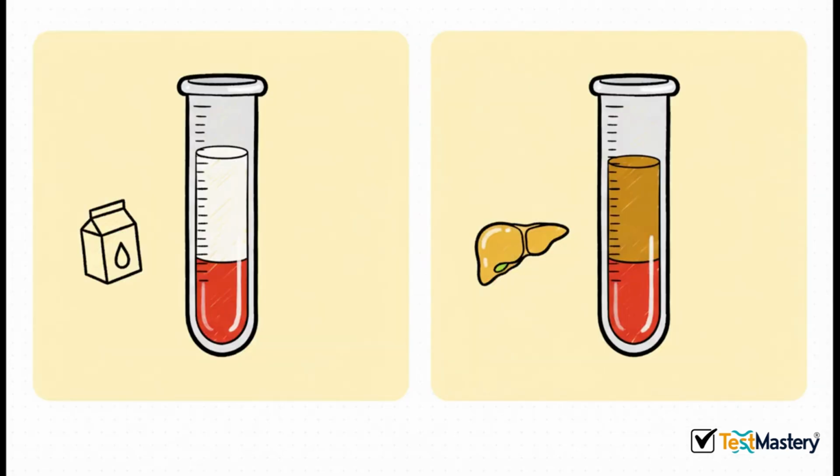Now, besides the chemical stuff, there are interferences you can actually see with your own eyes. After you spin a blood tube down, you have to look at the serum or plasma. If it looks cloudy or milky, that's called lipemia, and it's usually from fat after a recent meal. If it's a dark yellow or brown color, that's icterus, from high bilirubin. Both of these can mess up any test that needs to shine a light through the sample.